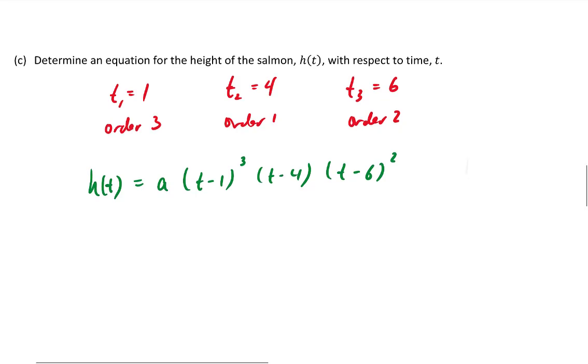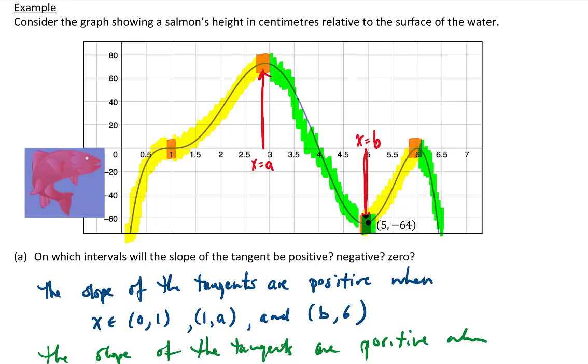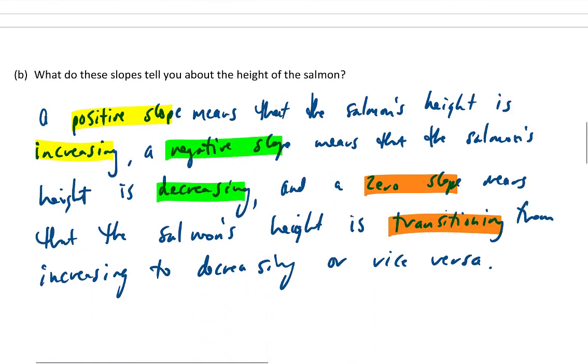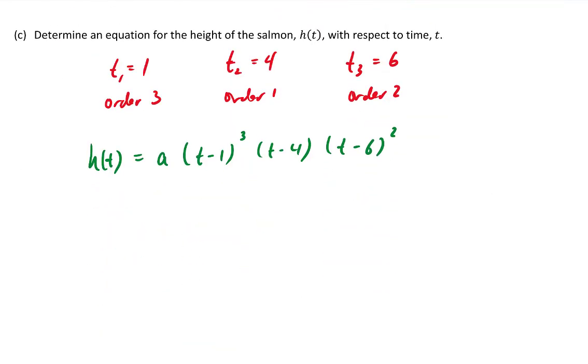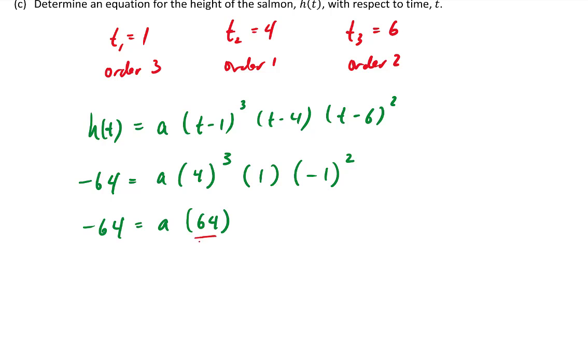Next, we need a point from the curve. And in our diagram, we see we have the point (5, negative 64). If we put that into our equation, we get negative 64 is equal to a times (5 minus 1, which is 4), (5 minus 4 is 1), and (5 minus 6 is negative 1). So taking 4 cubed times 1 times negative 1 squared will give us positive 64. And dividing both sides by 64 gives us an a value of negative 1.